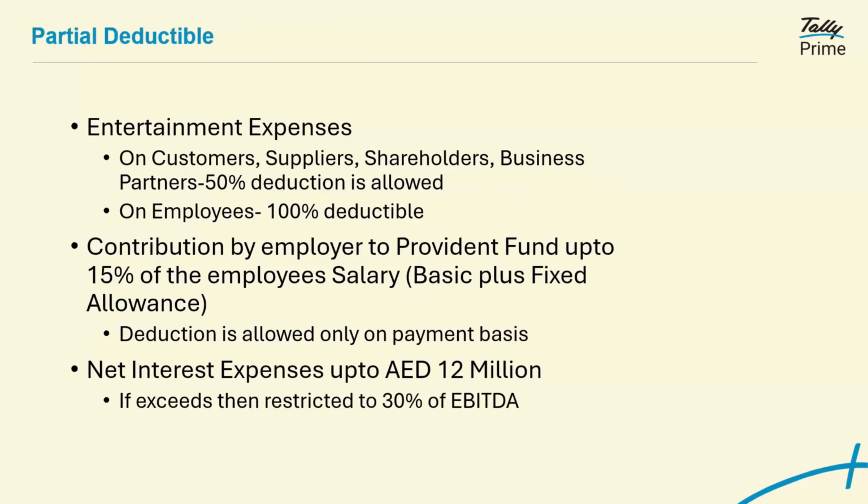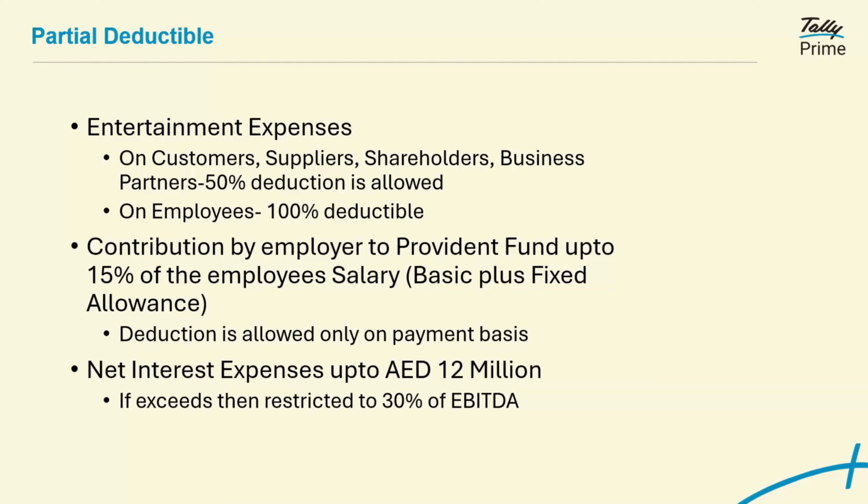So what are the partial deductions that government allows? One of the very common expenses is the entertainment expense. Many a times companies spend on customers, shareholders meetings, and all these refreshments. In such cases, for customers, suppliers, shareholders, and business partners, you can claim only 50%, or you can deduct from your income only up to 50%.